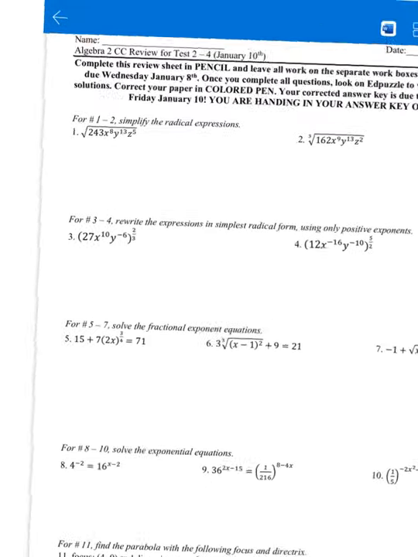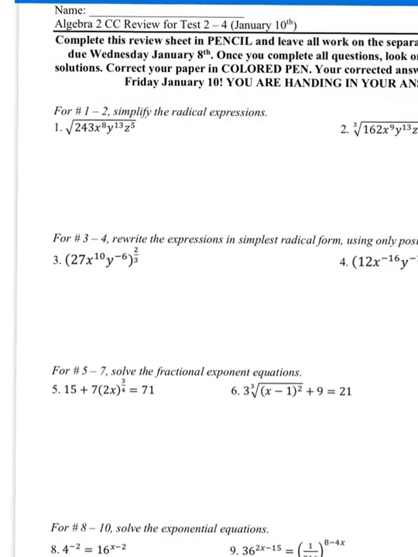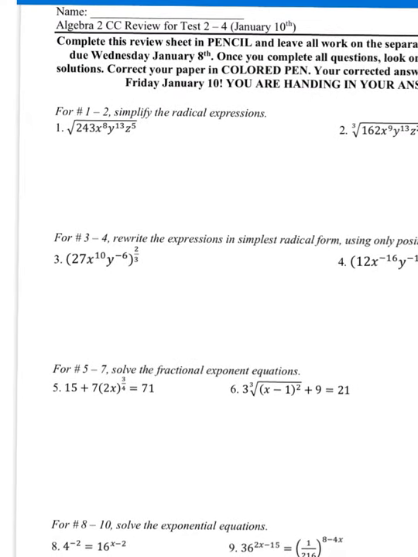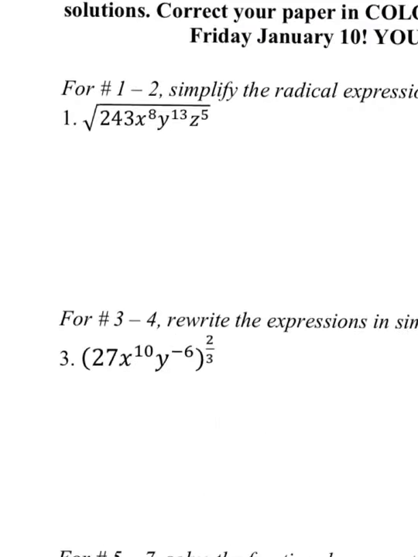So for number 1 and 2, you're simplifying radical expressions. So for number 1, this is a square root. So we have to see what's the largest perfect square that goes into 243. So that's going to be the square root of 81 times the square root of 3. The square root of 81 is 9. You're left with the square root of 3. Leave some room for your letters.